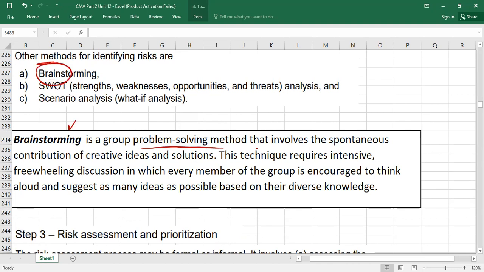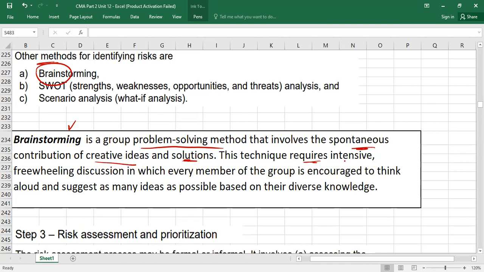For example, here you will call a couple of people as a group, right or wrong, and you will ask them a question, and whatever ideas or solutions come to their mind, they can suggest that solution, and maybe you may get some information from there also. So brainstorming is a group problem solving method that involves the spontaneous contribution of creative ideas and solutions.